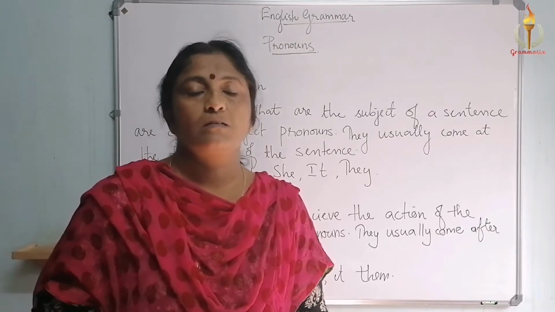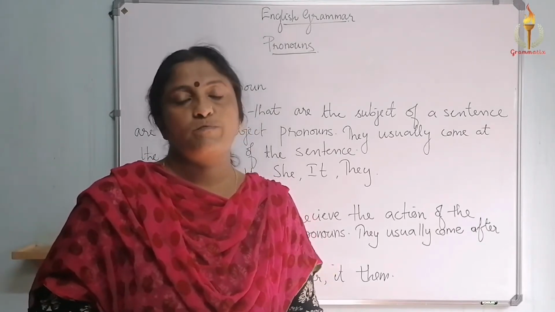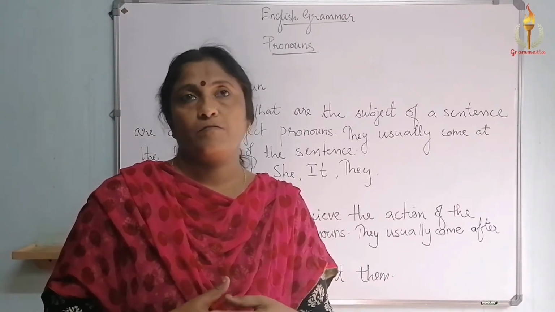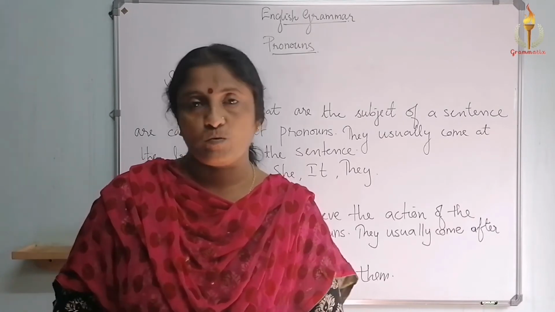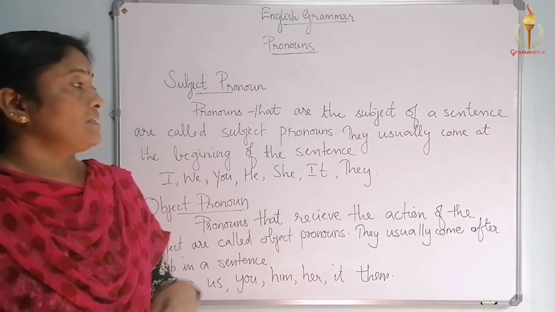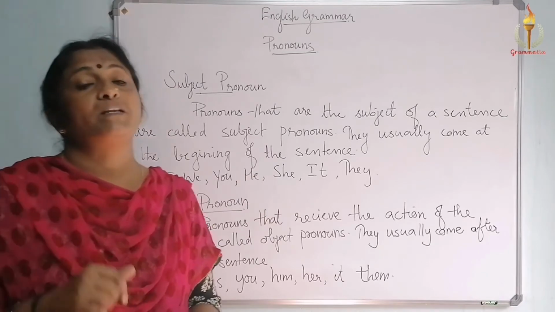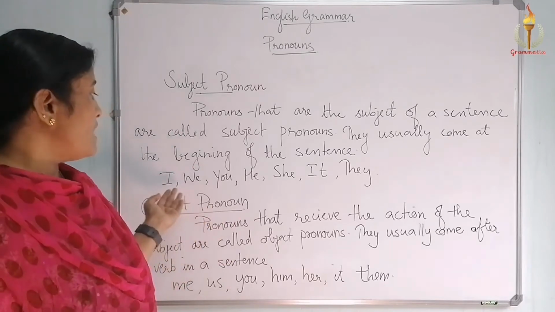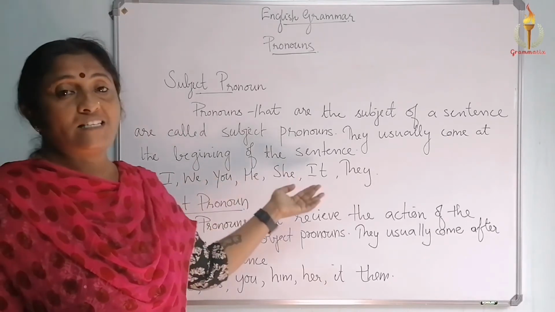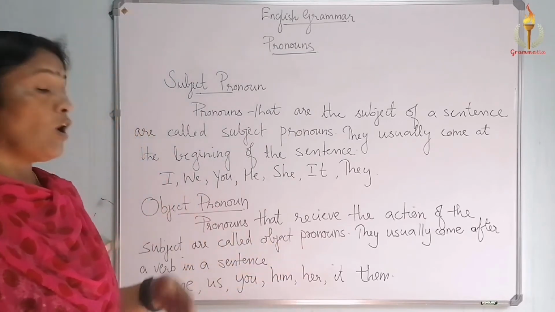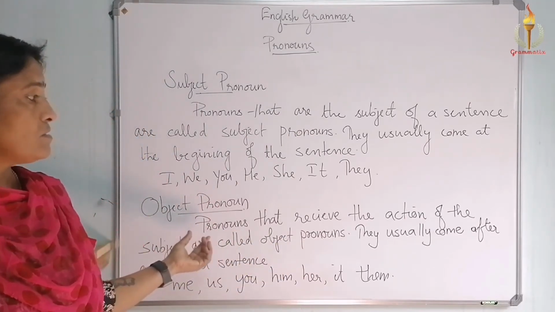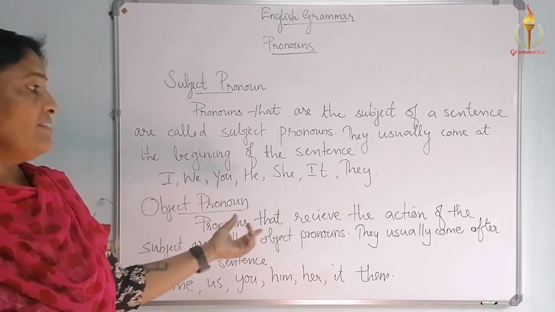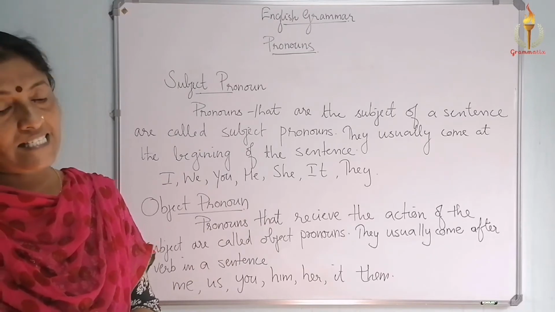Next we will be seeing what you mean by subject pronoun and object pronoun. Subject pronouns we just did, but we'll make ourselves familiar with the object pronoun. Pronouns that are the subject of a sentence are called subject pronouns. They usually come at the beginning of the sentence. That's what we did as personal pronouns, that is I, we, you, he, she, it and they. Now going to the object pronouns, the object pronouns are the pronouns that receive the action of the subject pronouns, and they usually come after the verb in a sentence.